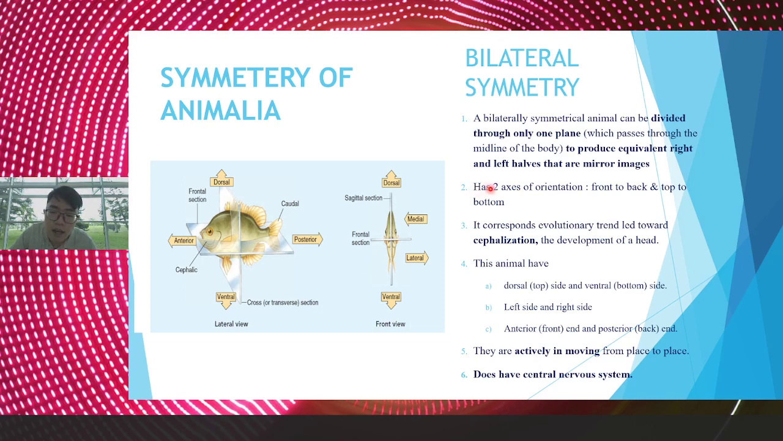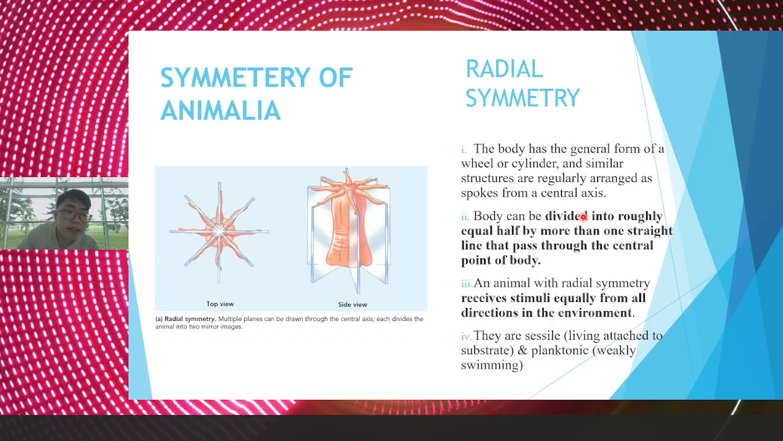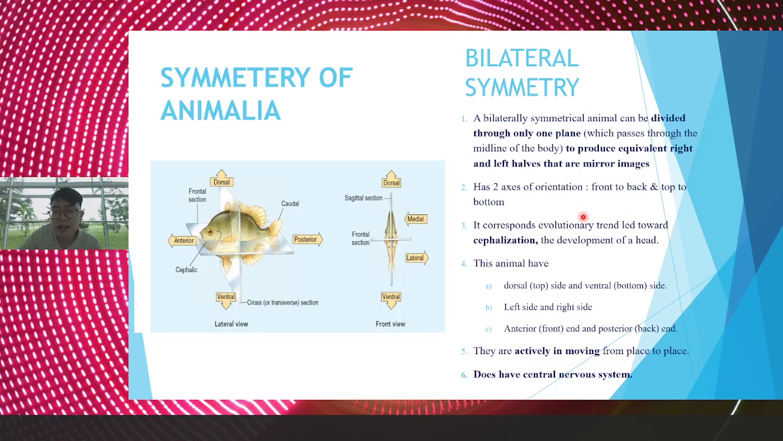And so there are two axes of orientation: front to back and top to bottom. So if you see, there is the front side until the back side, and then top to bottom. It corresponds to an evolutionary trend toward cephalization, the development of a head. So for this kind of organism, they contain a head. They have a head. This one does not have a head. This one will have a head.